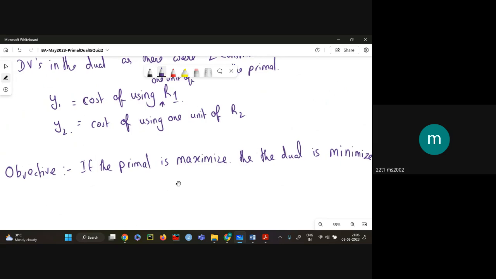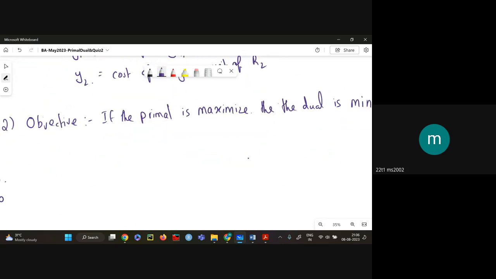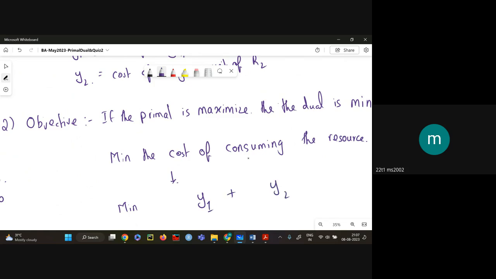In the primal there it was profit maximization. Here, I want to minimize the cost associated with consuming my resources. So it's going to be minimize the cost of consuming the resource. The unit of resource will come when you write the formulation. If I consume 1 unit of resource 1, I will incur a cost of y1. If I consume 1 unit of resource 2, I will incur a cost of y2.